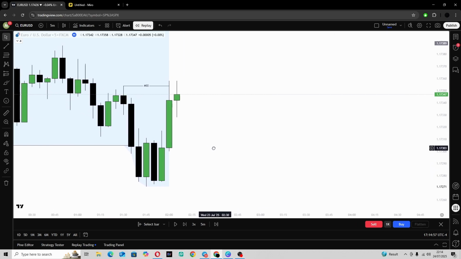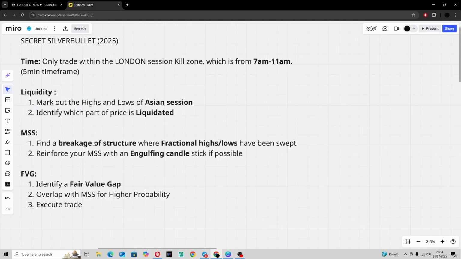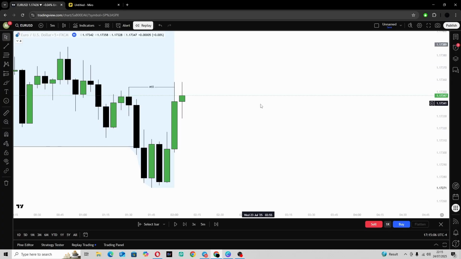As soon as we've got the market structure shift level, all we've got to do now is identify a fair value gap, and then we overlap it with the market structure shift for a bigger probability, and then we can just execute the trade from then on. Very easy and very simple. So that's all we need to do now.